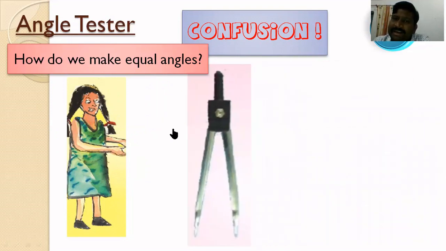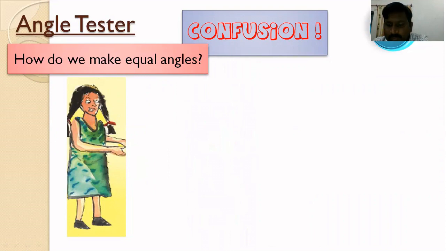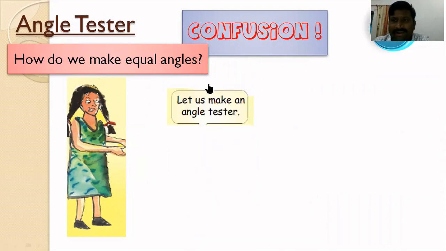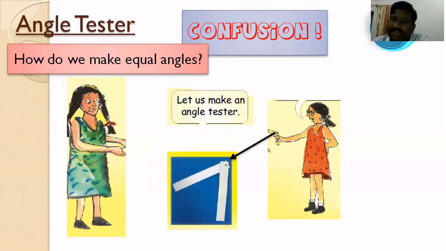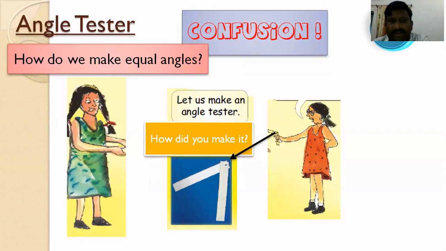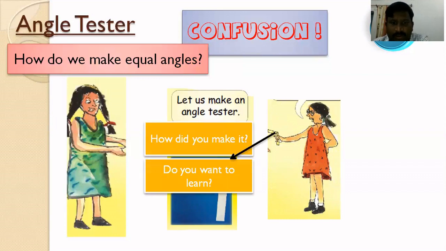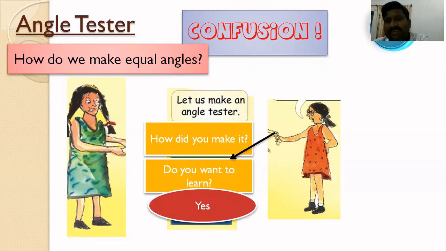You might have seen this kind of angle tester in your geometry box, so you can use this also. If you do not have this, we can make our own angle tester. How can we make our own angle tester? Let us try. She has one angle tester in her hand. We can make an angle tester like this. So how did she make it? Do you want to learn? Yes. So let us learn.